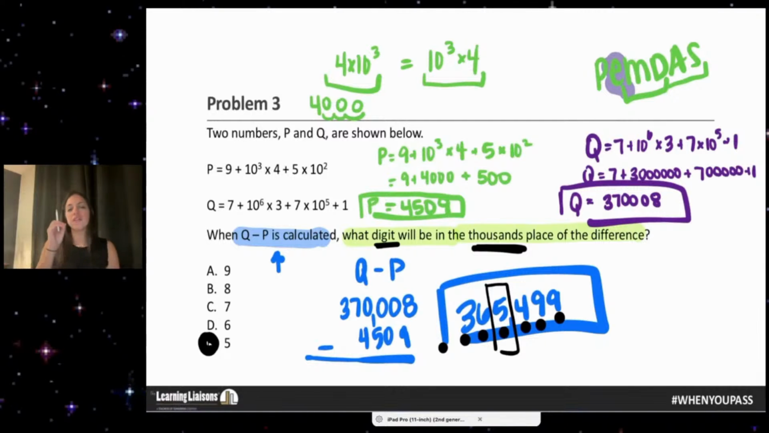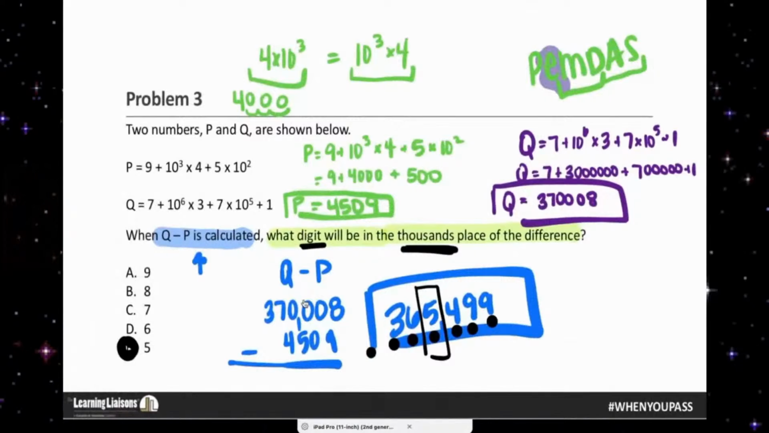This is a very, very classic problem for a test, like a math certification test, because it does involve multiple layers of understanding, and they love to add multiple layers of understanding. And so this is definitely a very common type of problem. All right, let's move on to problem number 4.